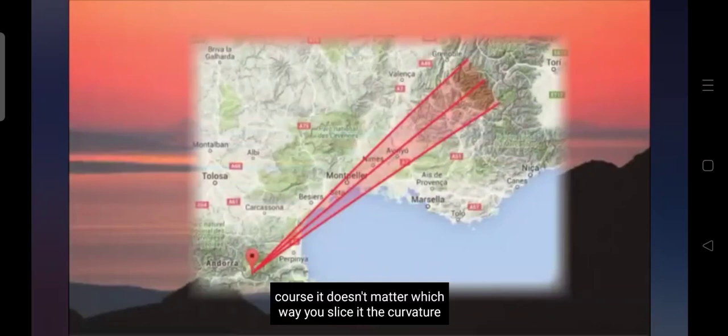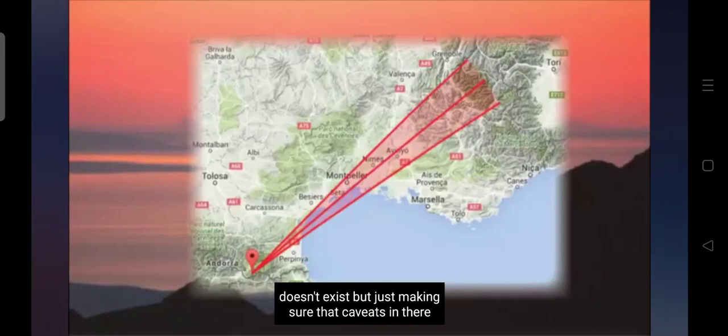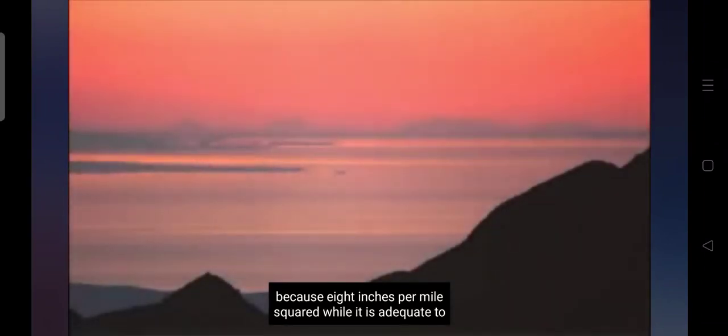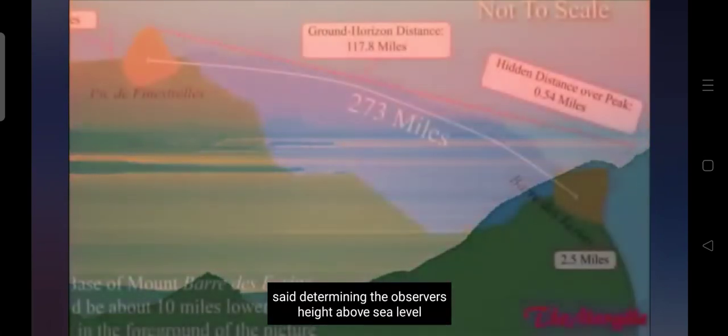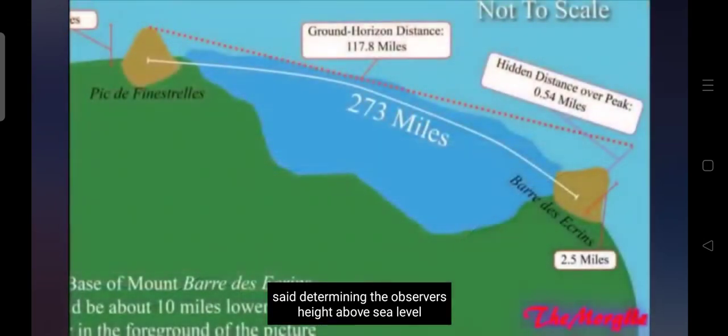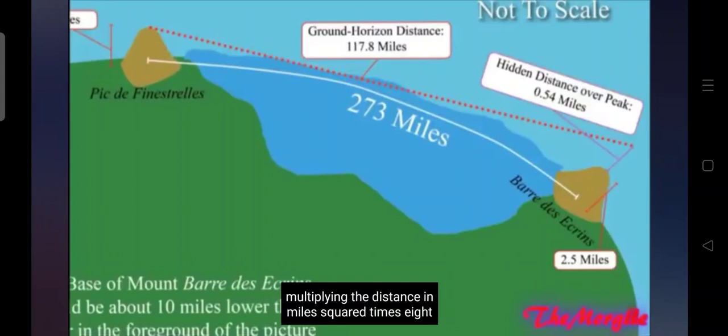Of course, it doesn't matter which way you slice it, the curvature doesn't exist. But I'm just making sure that caveat's in there, because 8 inches per mile squared, while it is adequate to determine this, isn't 100% complete without first, as I said, determining the observer's height above sea level, subtracting out the distance to the horizon first, and then multiplying the distance in miles squared times 8 inches, or 0.666.